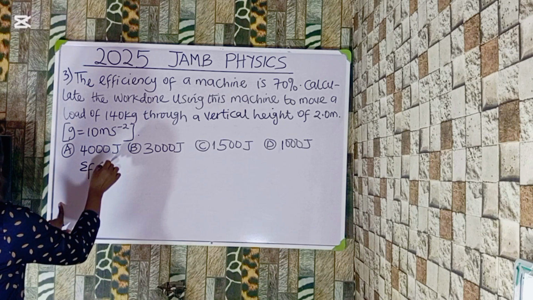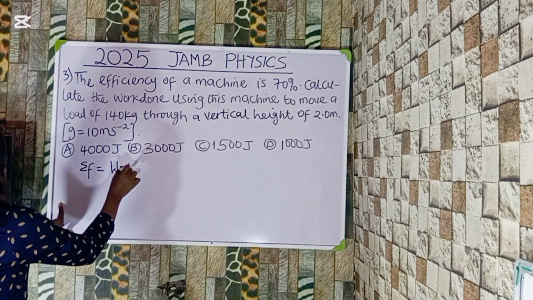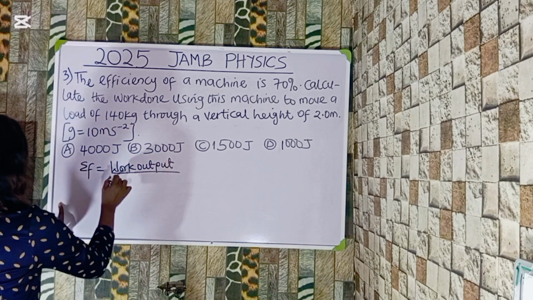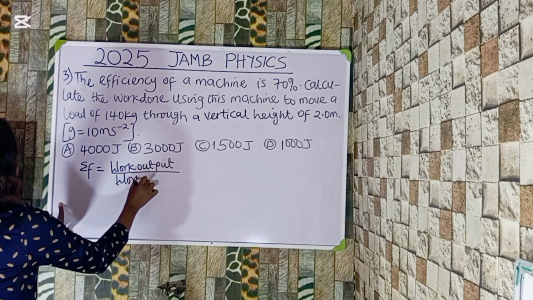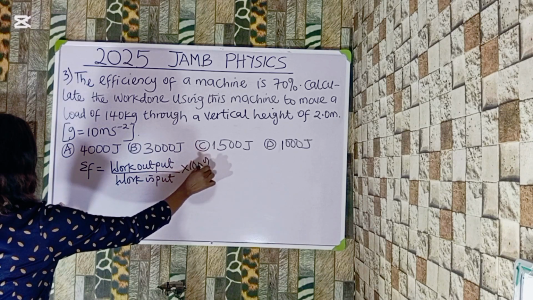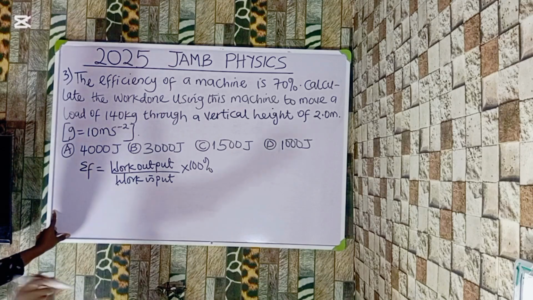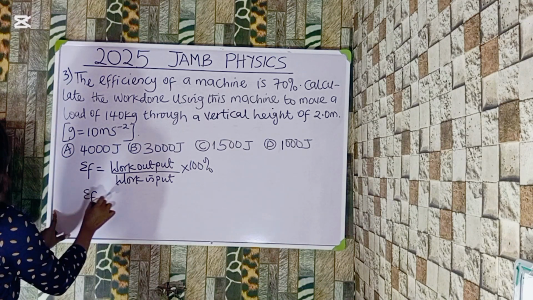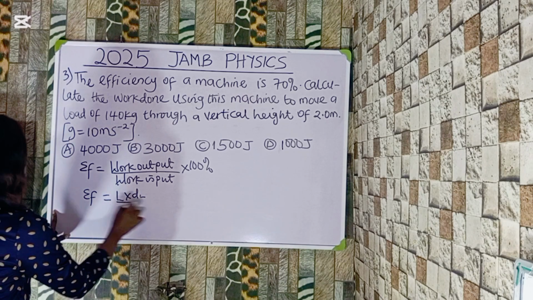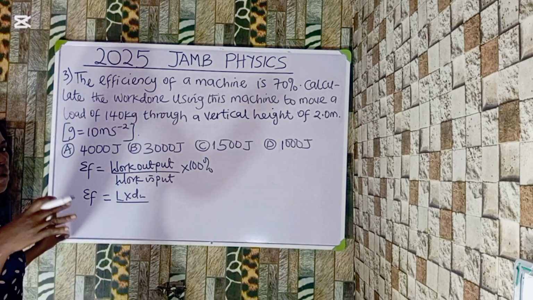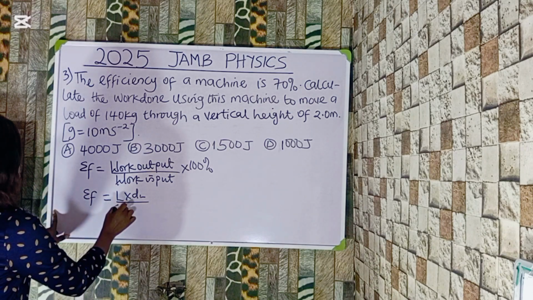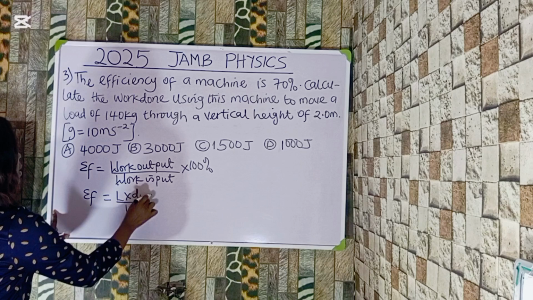Efficiency is equal to work output divided by work input, multiplied by 100%. Now this work output, let me break it down, is equal to load multiplied by distance moved by load, all over work input, because you are looking for the work input, the work done by the person using this machine. You're going to say that we are looking for work input, then multiply by 100%.